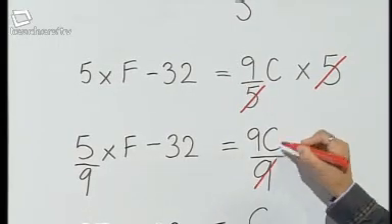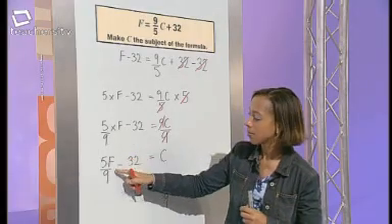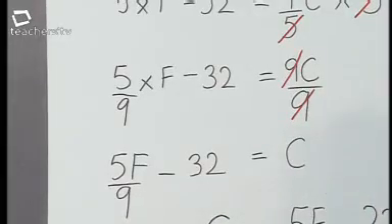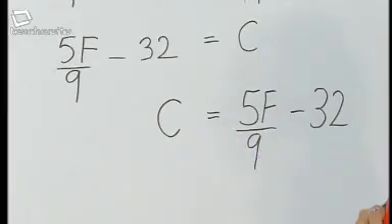To deal with the 9, I did the inverse of multiplying by 9, which is dividing by 9. Cancelling the 9's and removing the multiplication sign, I ended up with this. Then I flipped it around so that C was on the left-hand side.